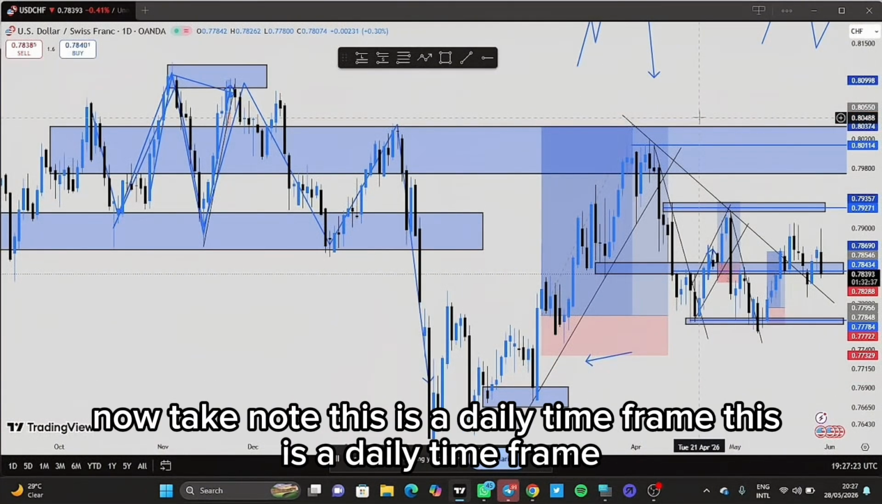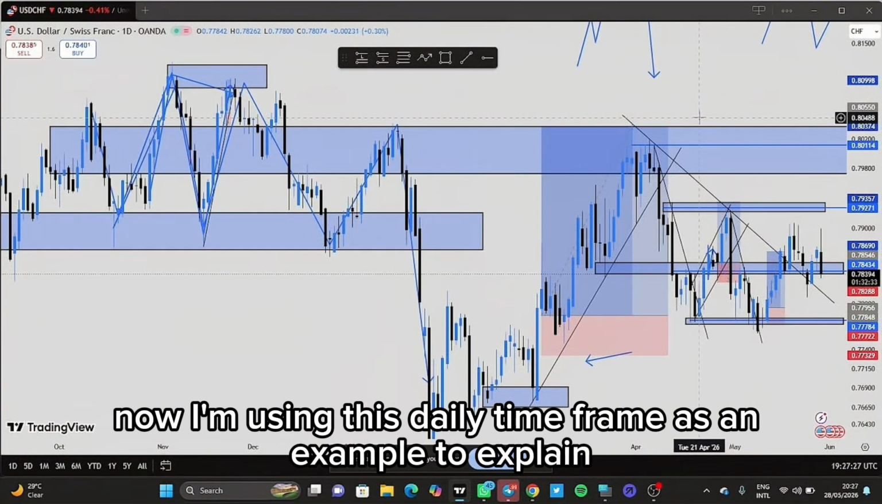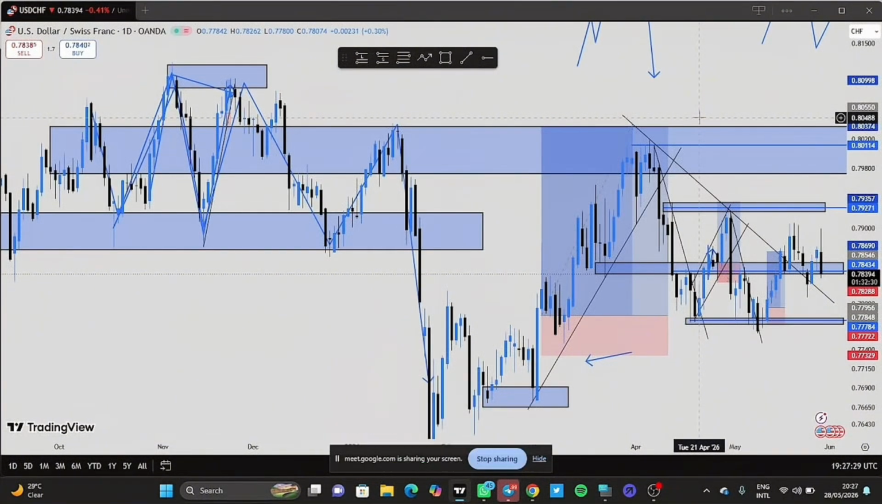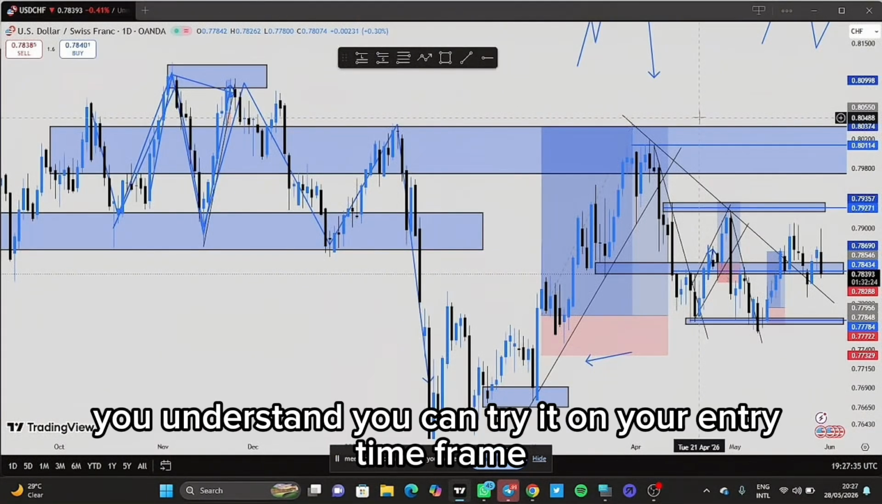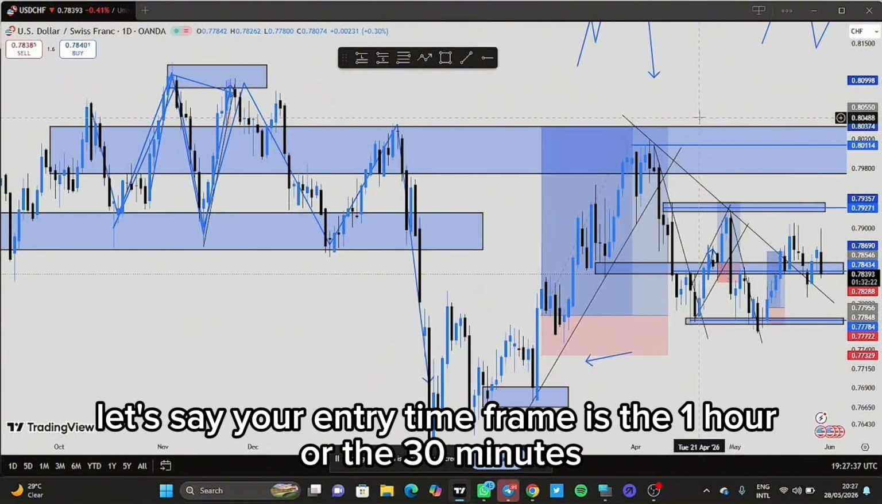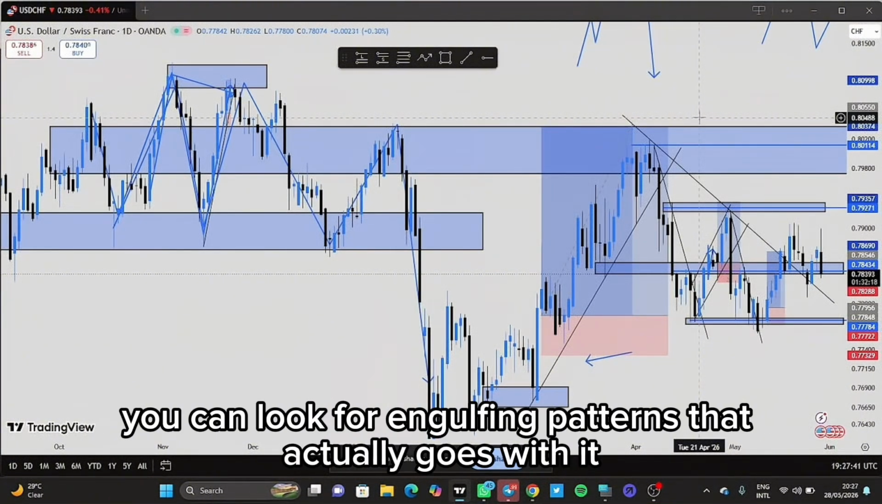Now take note, this is a daily time frame. I'm using this daily time frame as an example to explain. You can also try this on your H4 time frame or your entry time frame. Let's say your entry time frame is the 1 hour or the 30 minutes. You can look for engulfing patterns that go with it.